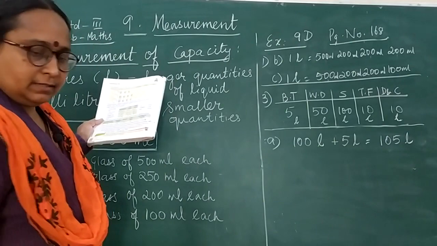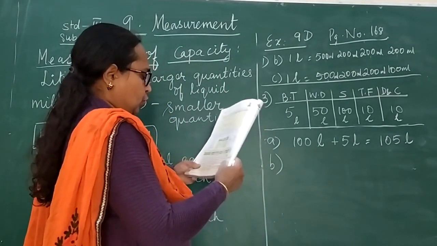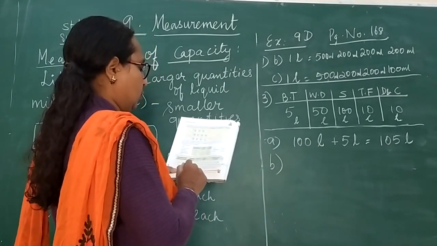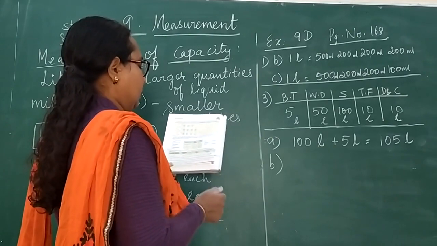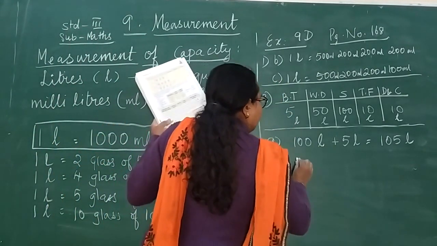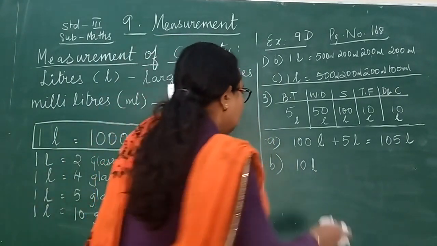Then the second sum we'll see. How much water do we use to wash dishes and for drinking and cooking? Drinking and cooking, how much? Drinking and cooking is 10 liters. Or I will first start with this. First is what?